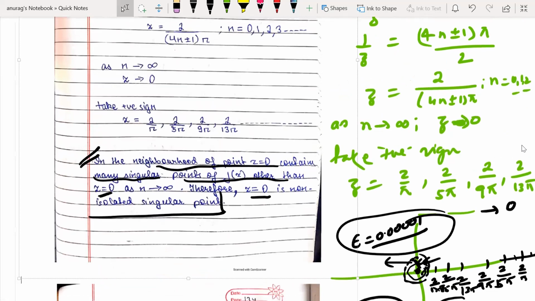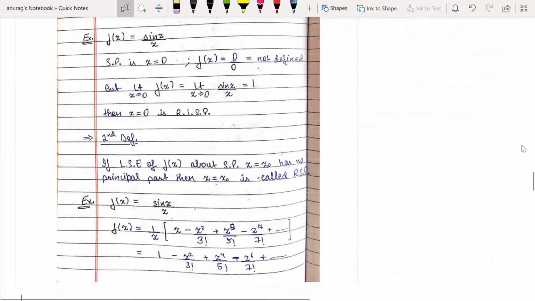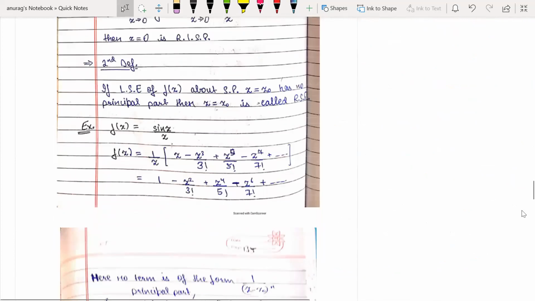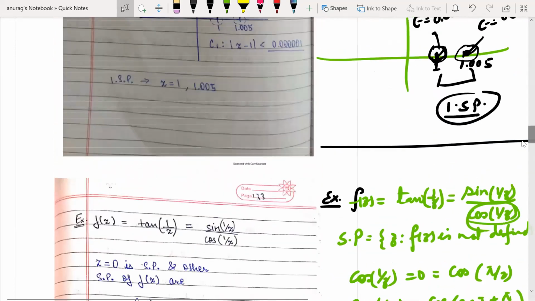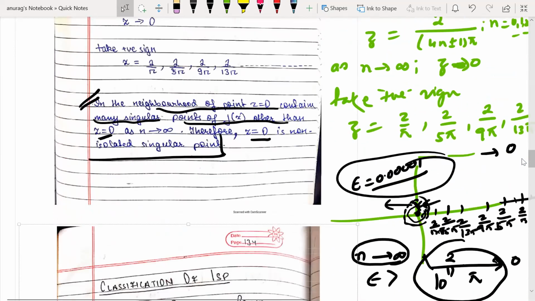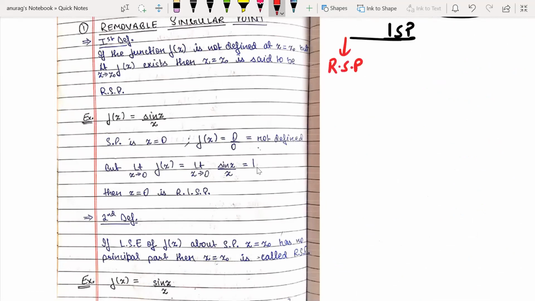Let's see the classification of isolated singular points. I told you the classification of isolated singular points has 3 categories. The first is the removable singular point, the second is the pole singular point, and the third is the essential singular point.